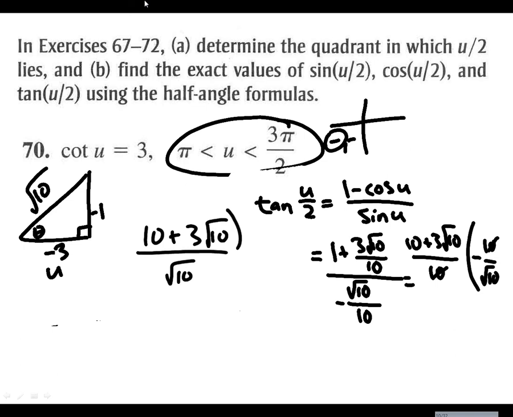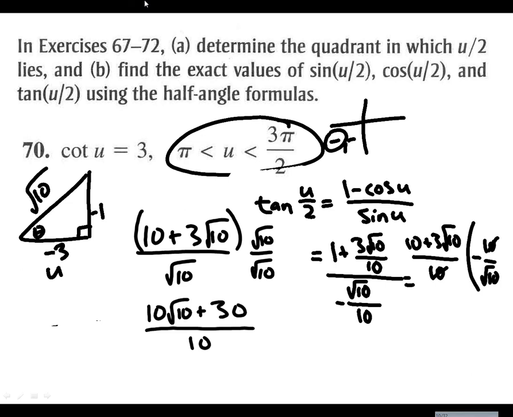Can't leave the radical in the denominator. Let's multiply top and bottom by rad 10. And so we'll get 10 rad 10 plus 30 all over 10. And so our final answer here is going to be rad 10 plus 3. All right, I'll pause it here and do another video for the second half.